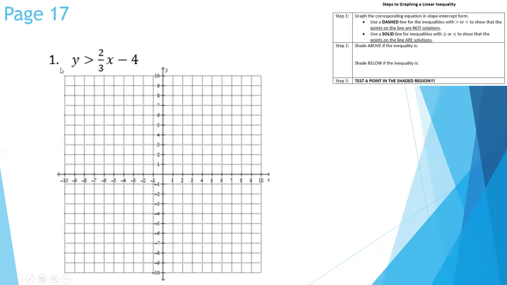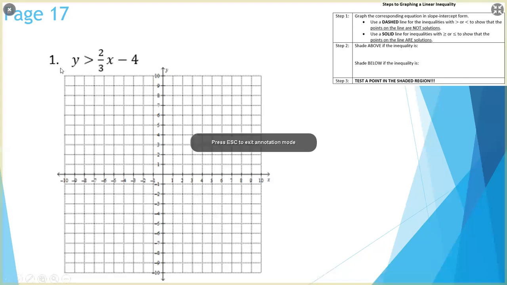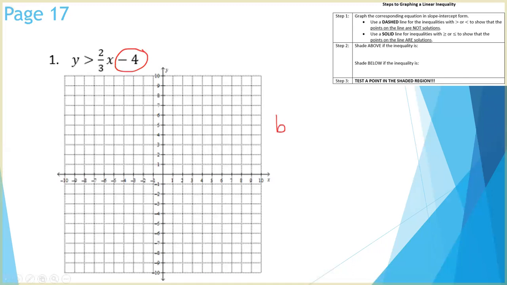Okay, so let's look at number one. So this is your y-intercept right here, this negative 4. That's your b value. And this tells you where to begin. B stands for begin on the y-axis. So on the y-axis, put a point here at negative 4.